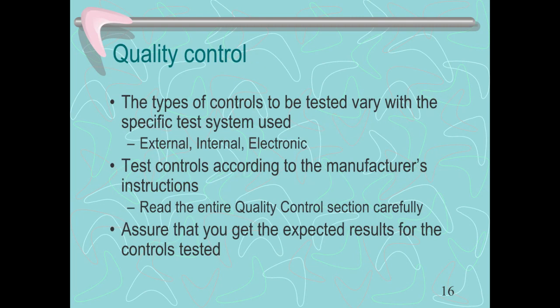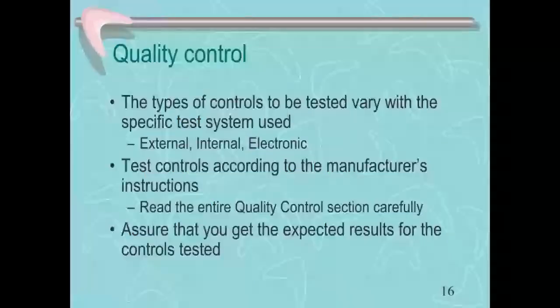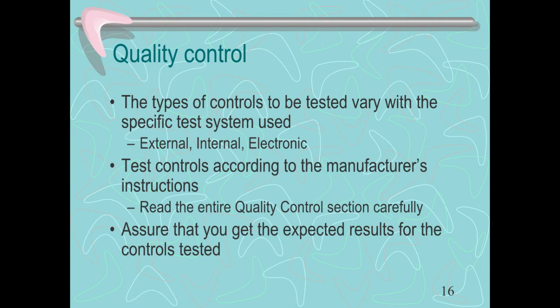Quality control. This is very important for you to keep documented. Types of control to be tested vary with a specific test system. Sometimes they're external, sometimes they're internal, and sometimes there is an electronic testing. Test control, you have to do the test according to whatever the manufacturer's instructions are. Be sure you read the entire section carefully, and you don't want to miss anything, because when you come in and get audited, if you haven't kept your documentation and done what you're supposed to, they can take away your ability to run certain tests in your facility. That's very inconvenient for your patients, and it can be very costly for your clinic.